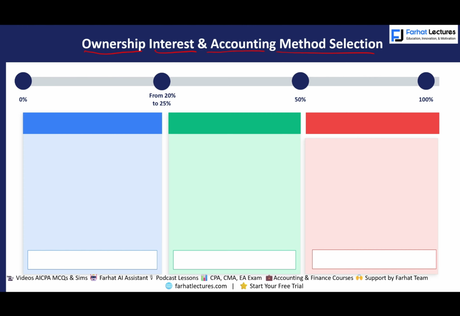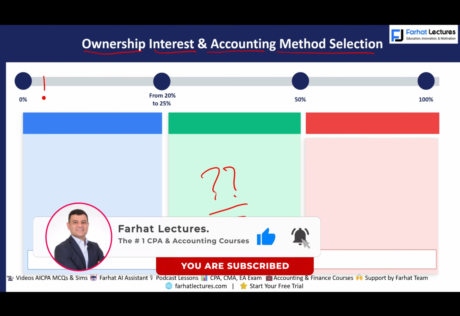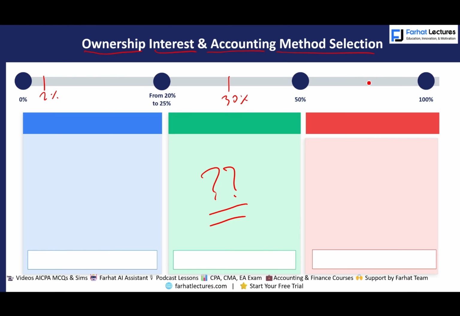The first thing we want to know is it all depends on the degree of the investment. How much are we buying? How much in terms of ownership percentage? Are we buying 2% of the company? Are we buying 30% of the company? Are we buying 75% of the company? It all depends on that percentage.